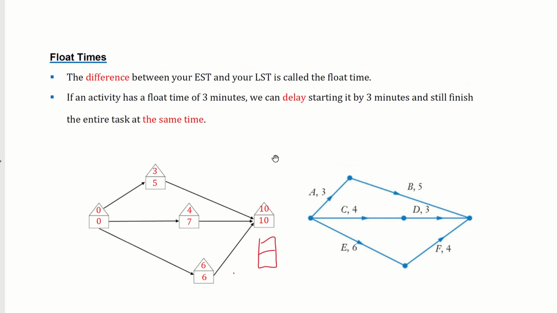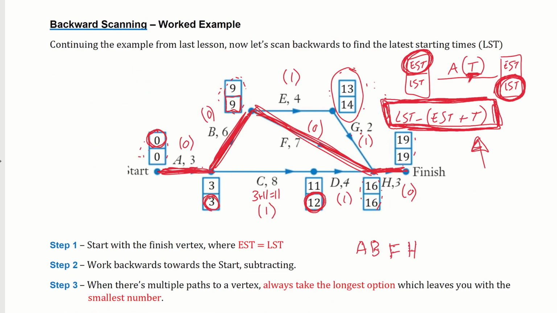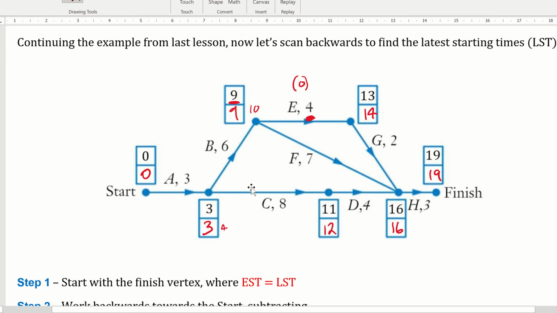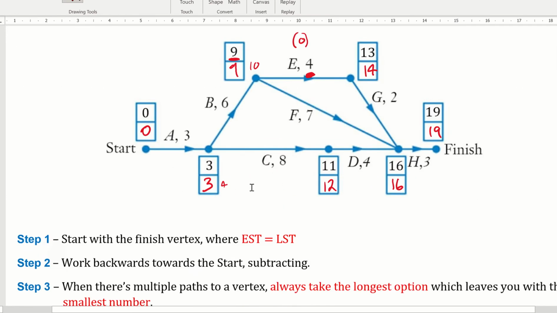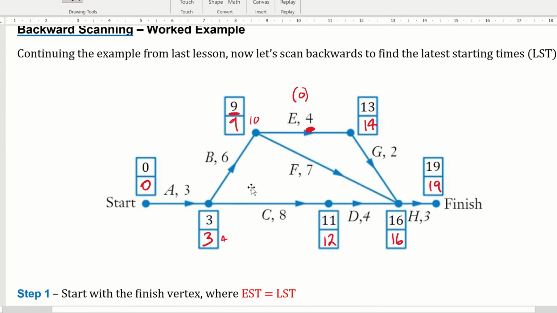So if you go up, I just want to look at the last example up here. I'm just going to go to a fresh one. If you did a forward or backward scan on that last example from last lesson, this is what you should have had. This was the very last example, just above the float times. I'm going to talk through some float times with you for this activity. So let's look at activity E.